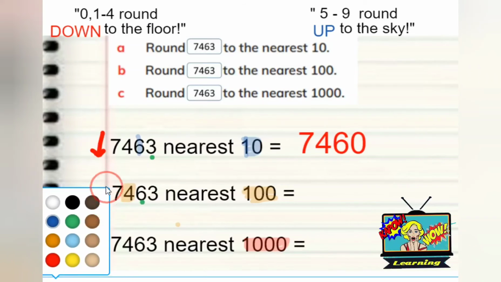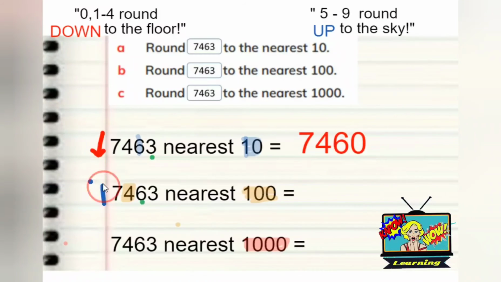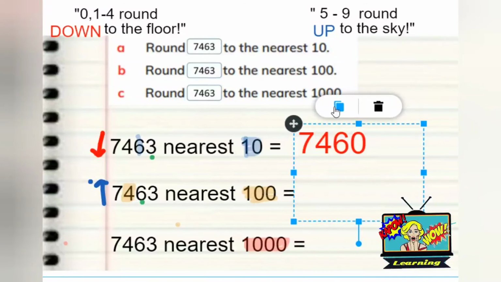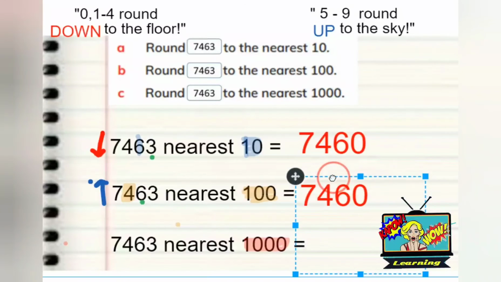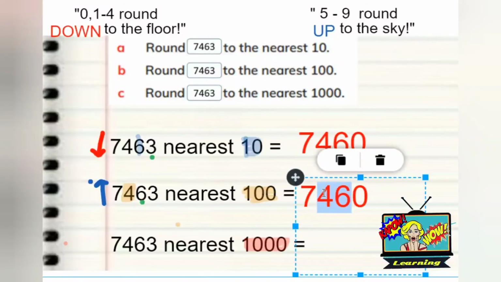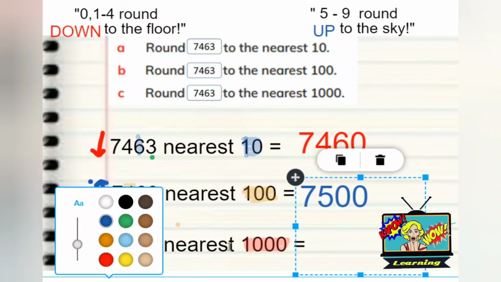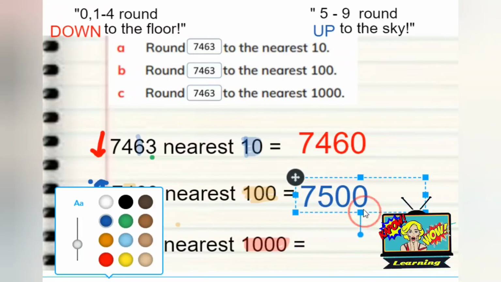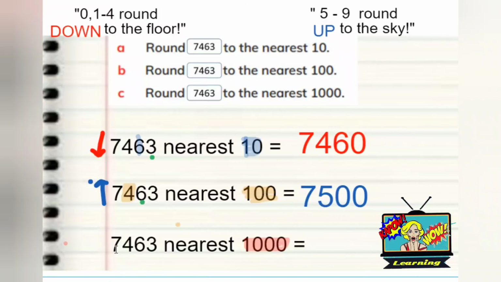So here we go. I'm going to get my pen here and round it up. So what is the next 100 after 400? Because we're rounding it up now. It is, you should have said, 7,500. Okay, so 7,500 there. And make sure that that is blue. Excellent. Okay, so now we go to the next one, which is 7,463 rounded to the nearest 1,000.